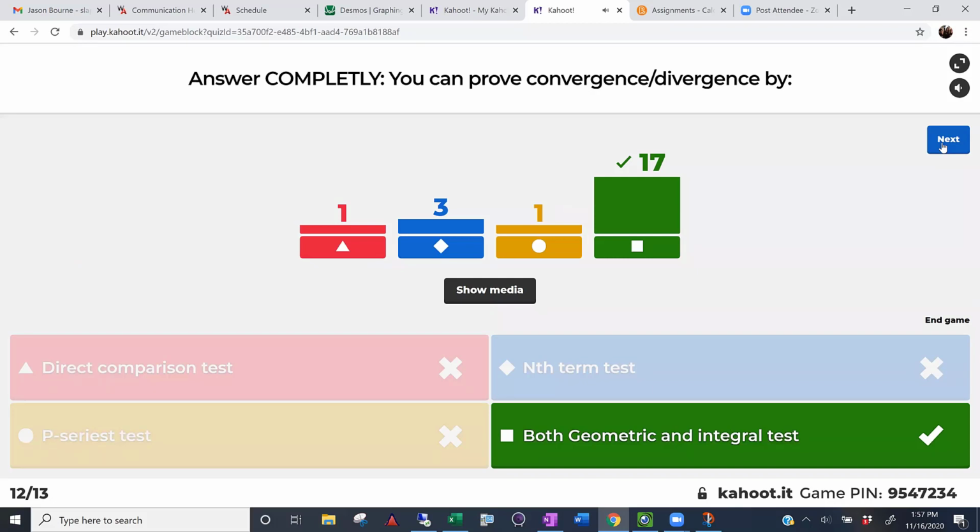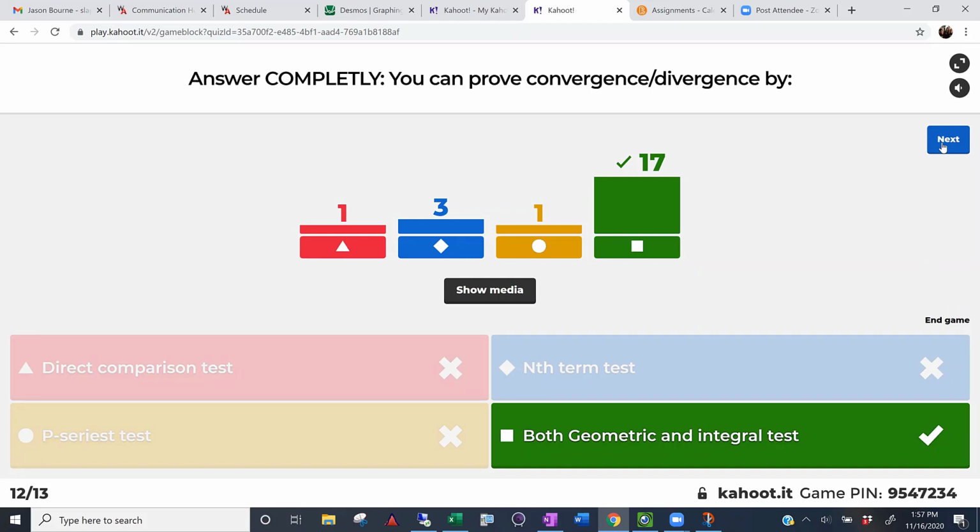Well done. I wasn't sure if you guys would get this one or not, but you did really well. Let's go through the different possibilities. As far as the direct comparison test, in general, I just don't recommend that you guys use that because it's tricky and people mess with it. If you're going to use a comparison test, I try and use the limit comparison test.